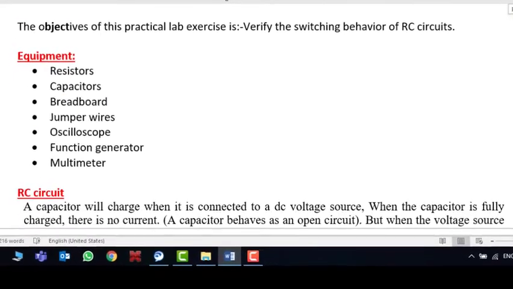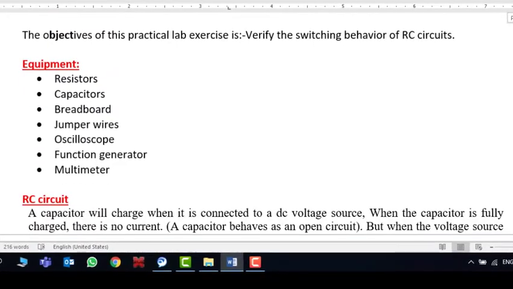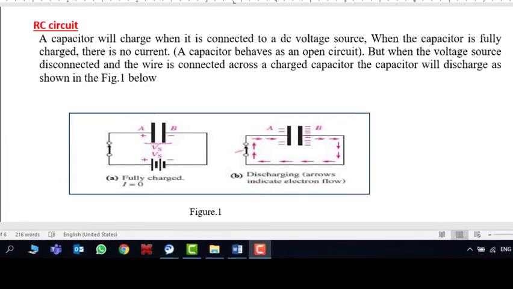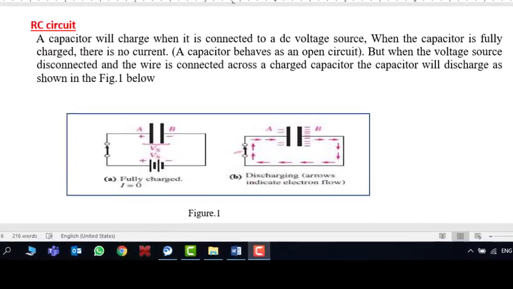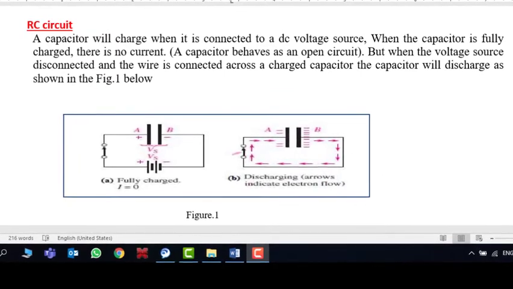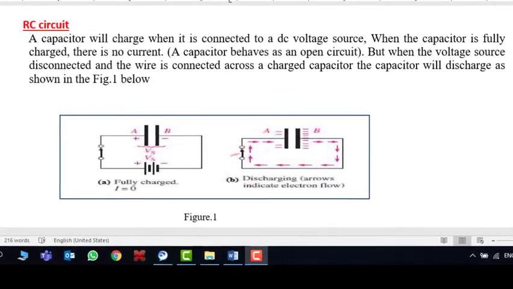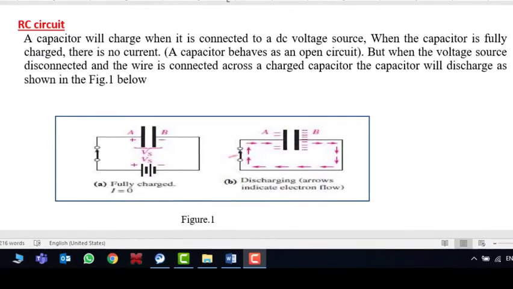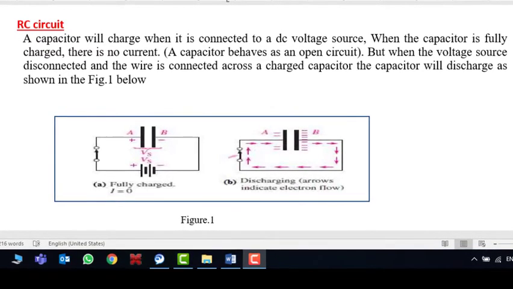And we are going to calculate three things. Calculate the voltage charging across the capacitors with respect to the time. Calculate the voltage discharging with respect to the time. And also to give you a good understanding about the time constant, tau equals RC.